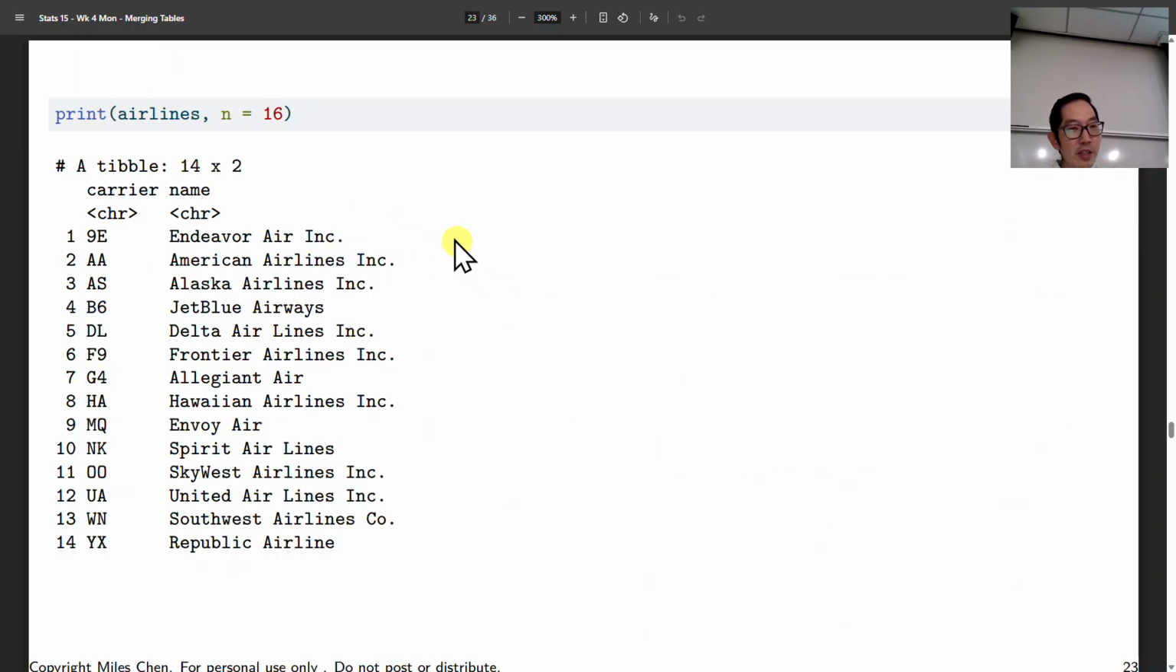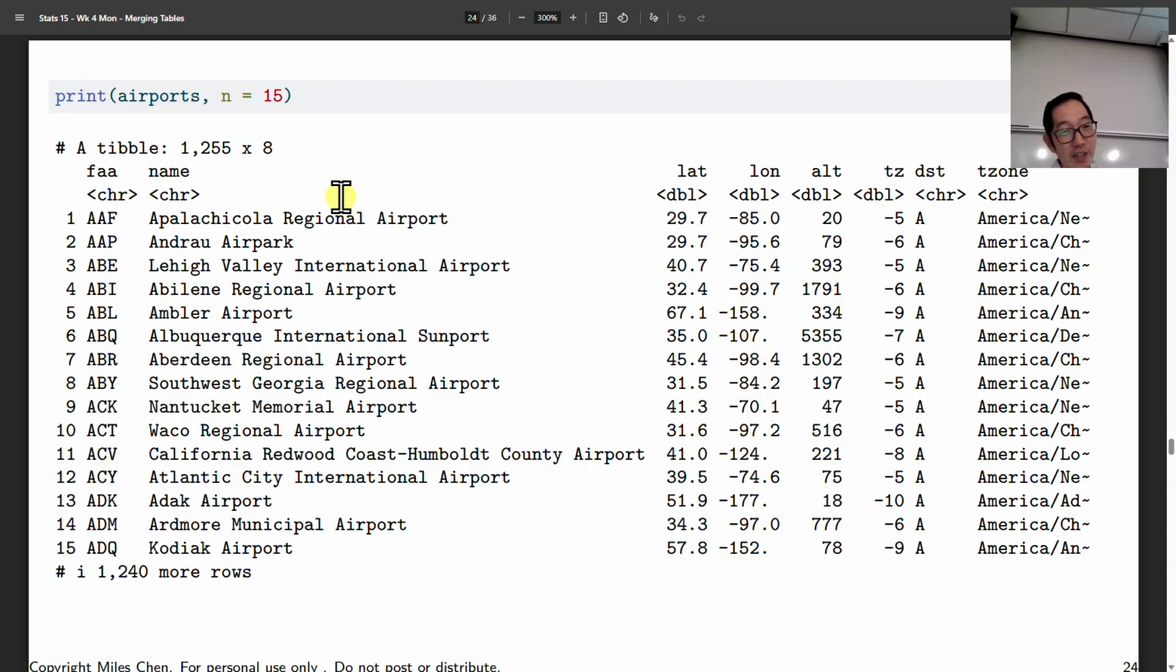And so if you look at the airlines table, these are different airlines. So you have American Airlines, Alaska Airlines, JetBlue, and things like that. Okay. All right. And then you look at the airports, and you have the FAA code, and I didn't know there were this many airports, but yeah, okay. California Redwood Coast Humboldt County Airport. Okay, so that's ACV and ACY, and all right, Kodiak Airport. Who got these? Anyway, so we have that. I think there's a video on the internet talking about airport codes.